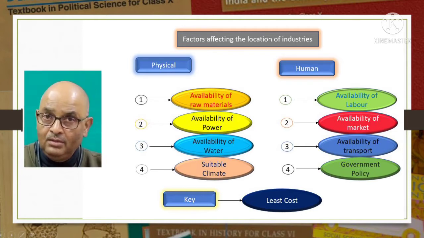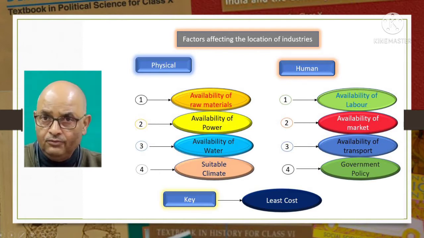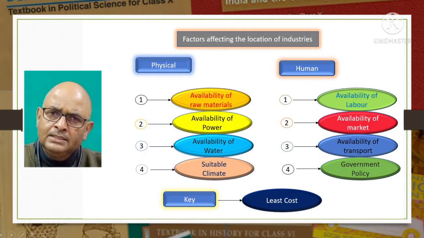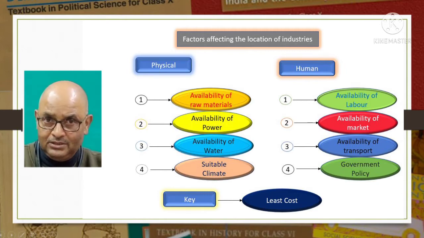Third, availability of transport. Raw materials and finished products both require efficient means of transportation. The region should have a network of well-maintained roads, railways and waterways. A good example is the location of jute industry on river Hooghly. Here, transportation plays a dominant role. This industry benefits from the inexpensive water transport.